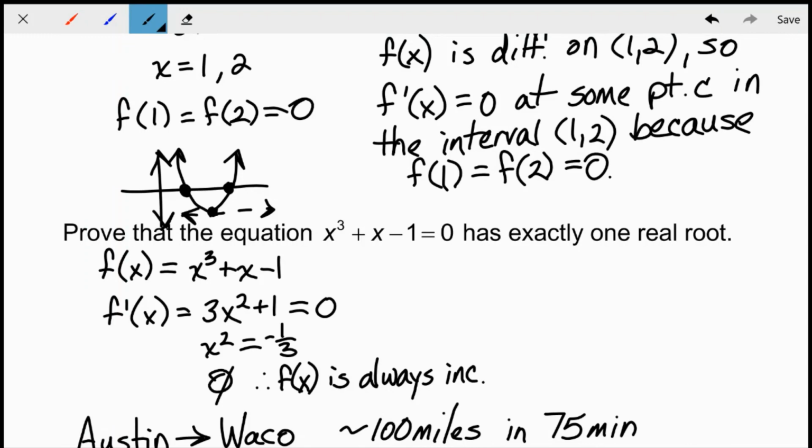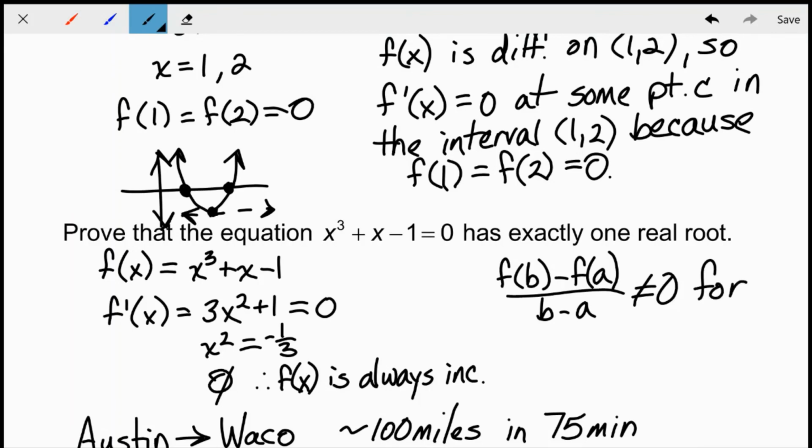And so how do we know there's exactly one root? Well, we know there's exactly one root because f of b minus f of a over b minus a cannot be equal to 0 for any values of a and b that we could possibly use. So for any real values of a and b, there's never going to be an interval where the average rate of change is equal to the instantaneous rate of change.